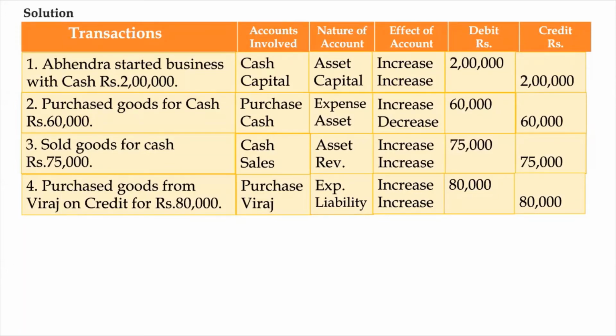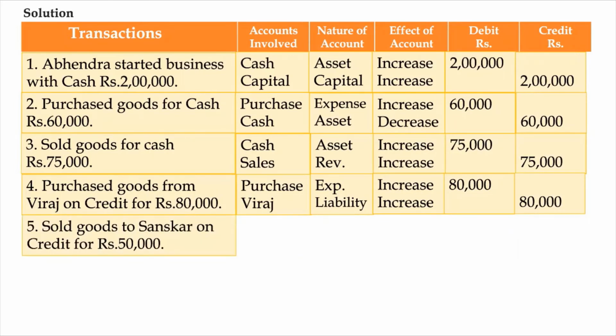Okay. Now let's move to the next transaction, that is fifth one, which says sold goods to Sanskar on credit for 50,000. Here we are selling goods to Sanskar on credit. That means we are not receiving any cash or any money. Okay, just we have sold our goods to him. Here Sanskar is our debtor, and debtor is what? It is an asset. Okay, so let's see in this transaction which two accounts are involved, Sanskar and sales.